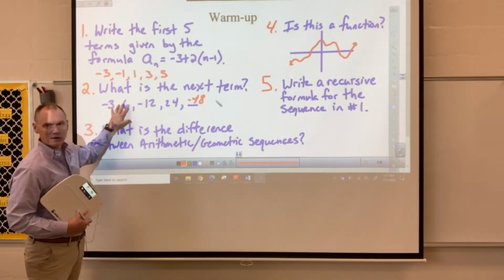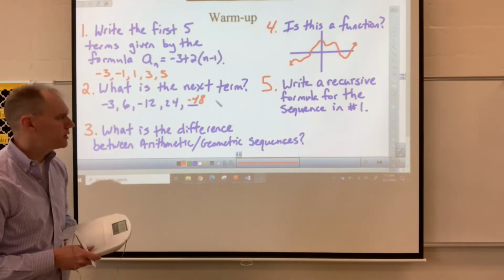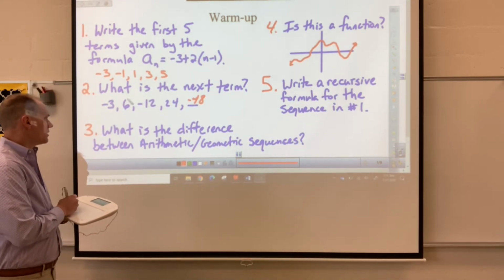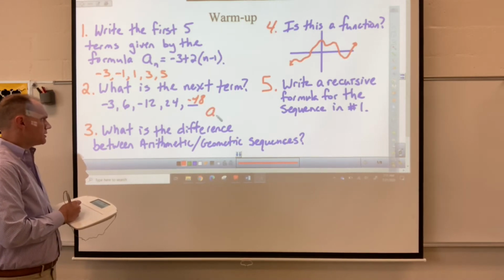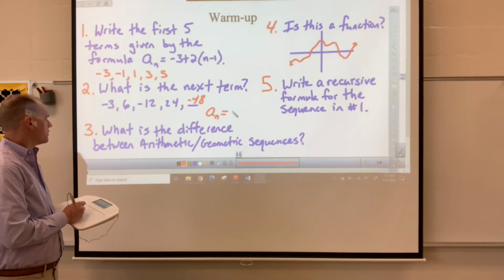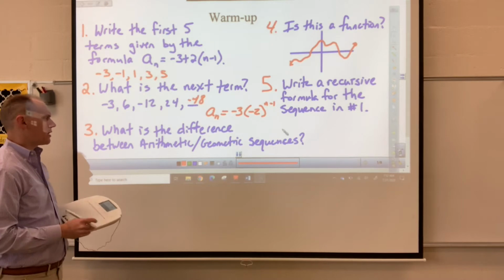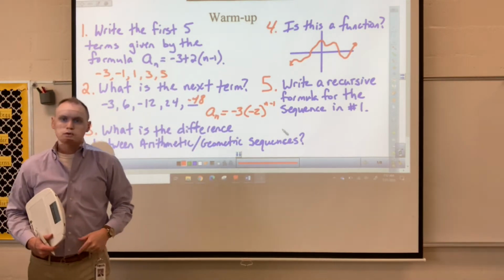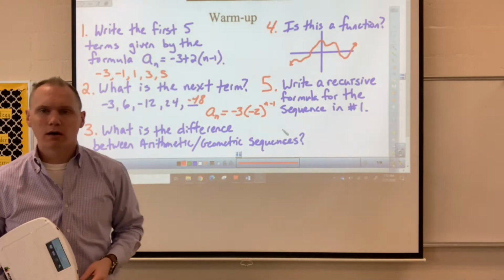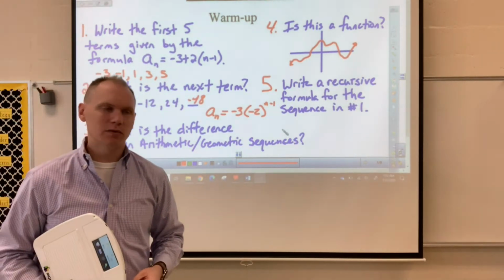So this is actually a geometric sequence. If you remember from our last unit, we talked about geometric sequences a little bit. We ended up talking about the explicit formula for this, which would be a sub n equals the first term, which is negative 3, times the common ratio, negative 2, to the n minus 1 power. So we briefly talked about that last unit. We'll talk about it even more a few units from now when we get to exponential functions and geometric sequences a little bit further.